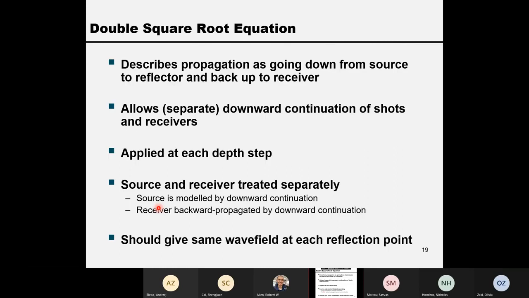It's assumed that for a reflection point, the source wavefield and the receiver wavefield should be identical, right? That's the idea. Should be the same. So how do you measure whether the two wavefields are the same or not? You measure similarity based on the cross correlation, right? It's natural. So the image condition will be the cross correlation of two wavefields, one from the source, one from the receiver.